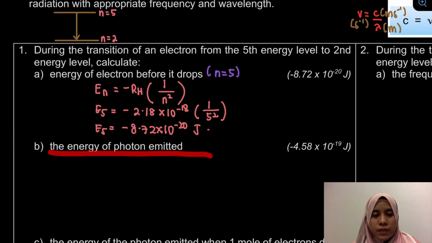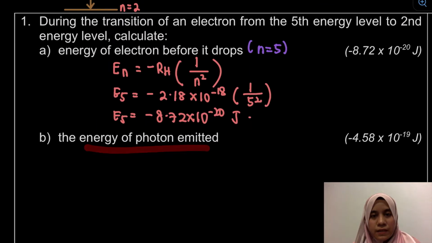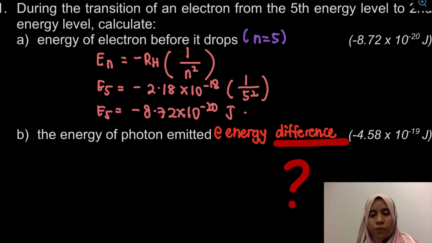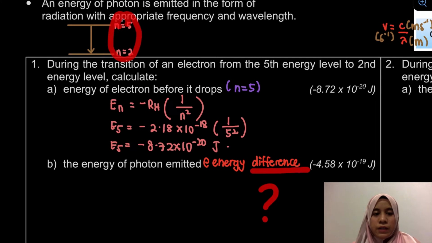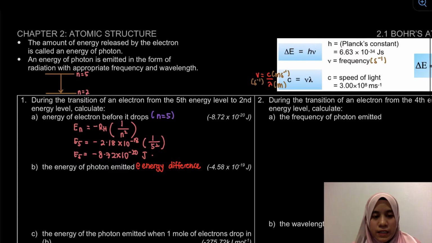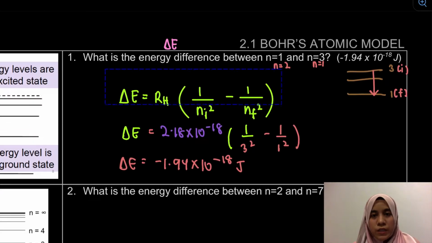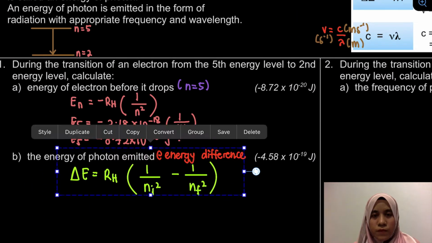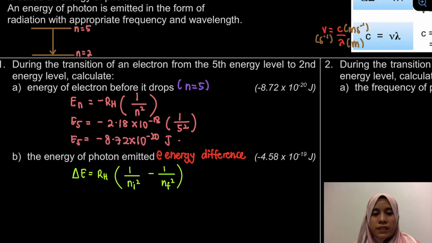So example B, the energy of photon emitted. It asks us to calculate this. This is actually the same as the energy difference, or the energy released when the electron drops. So to find the energy, we're going to use this formula. Up to you, initial minus final, or 1 minus 2, where 1 must be bigger than 2.